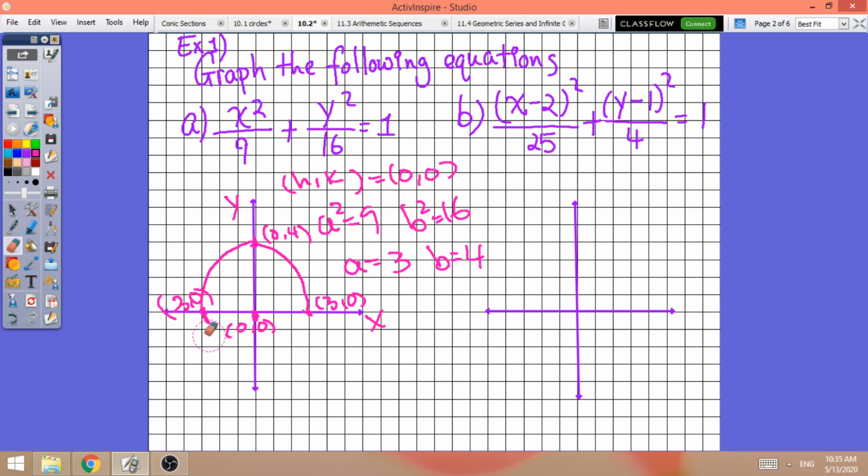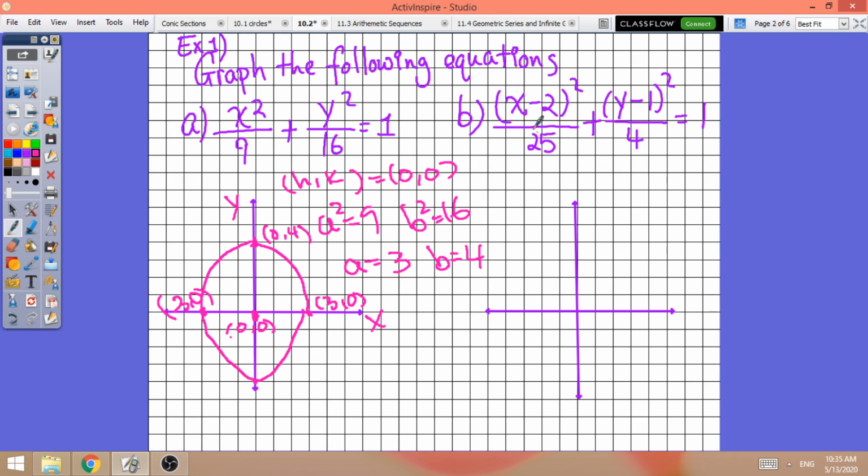Okay, so this one, it's not a line, it looks like a line, but it's a curve. So it's 4 units down to the bottom. So 1, 2, 3, 4, all the way down here. Here you go.